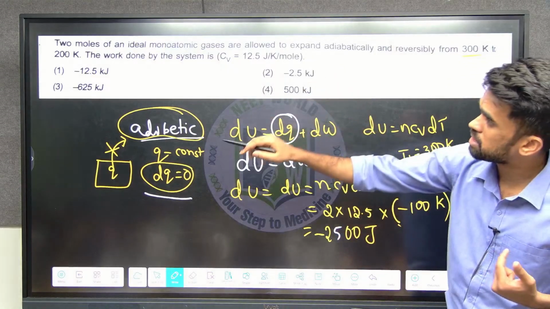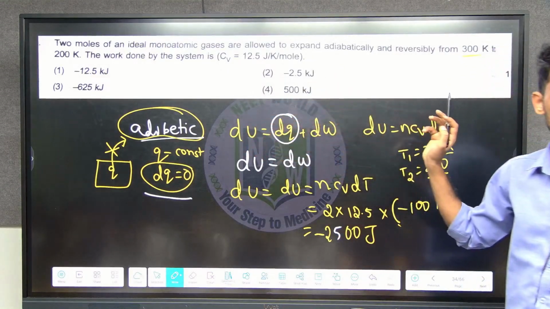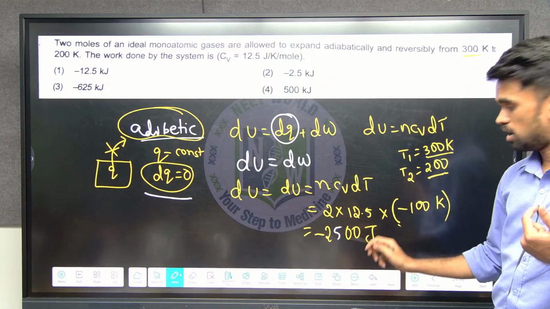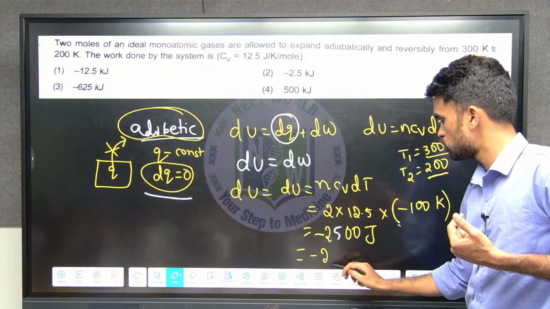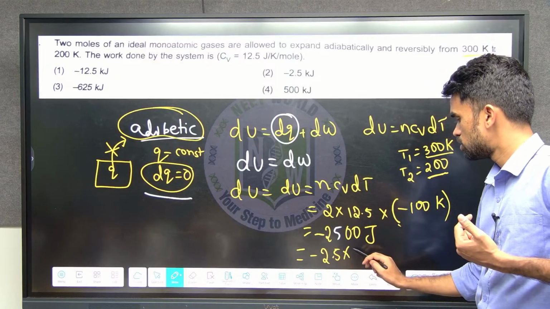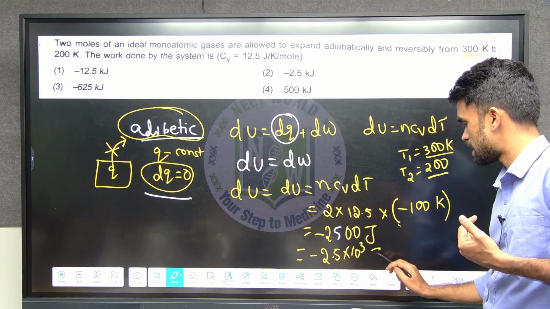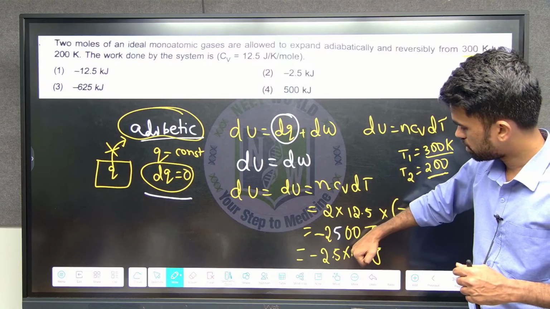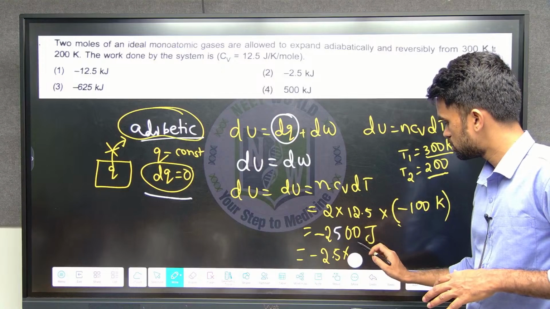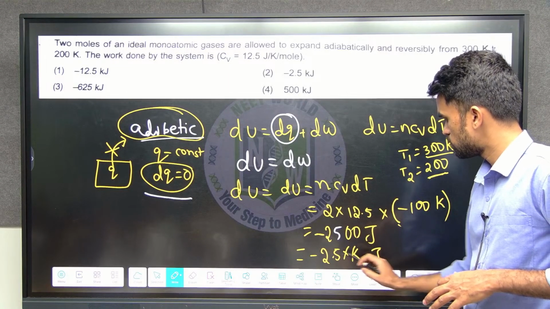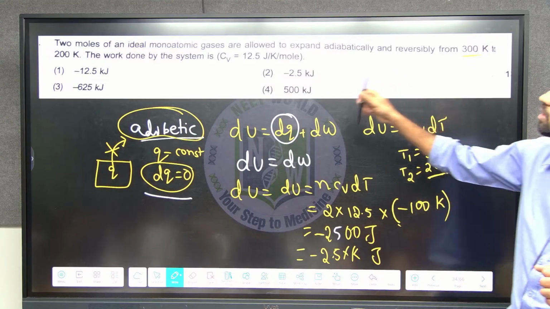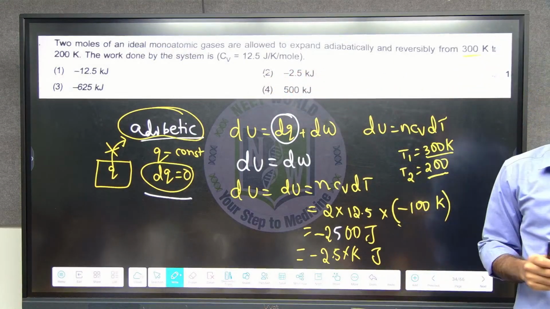Now check the options. There is no option with joules but kilojoules. So how can I write? Minus 2.5 into 10 power 3 joules. 10 power 3 means 1000, so minus 2.5 kilojoules. This will be your answer. Do you get how we are doing this?